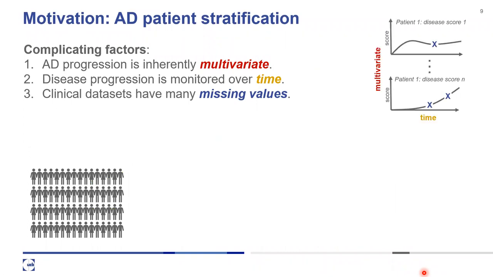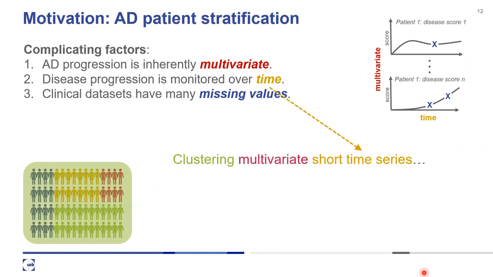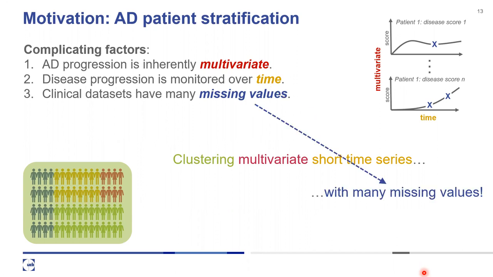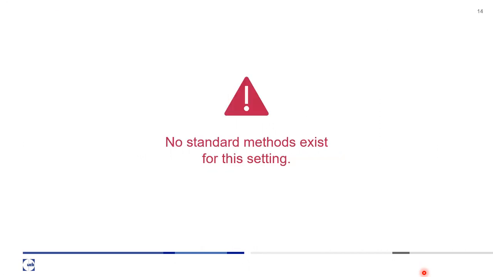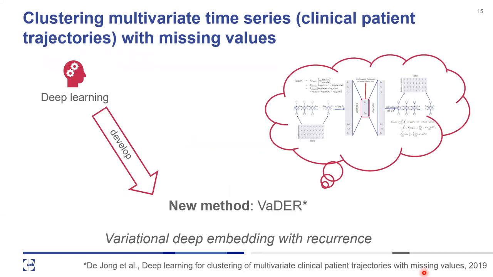These three complicating factors imply that if we want to principally address the problem of stratifying Alzheimer's disease patients, this actually translates into a complex problem of clustering multivariate, typically short time series, often in the order of 5 to 10 time points, with many missing values. And this is a pretty complex problem. In fact, no standard methods exist for this setting. So for addressing this problem, we use deep learning to develop a new method that we call VADER, or variational deep embedding with recurrence, which we published at the end of last year.